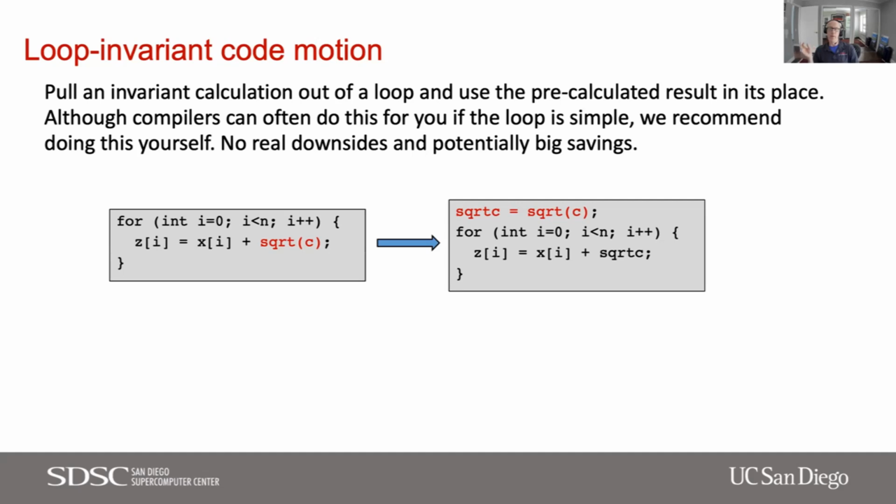So we can just pull that outside. I could create a new variable, square root c equals square root of c, and I could then use that in place of the square root function. Now, most compilers, for a piece of code this simple, are going to be able to recognize this, but I still recommend that you do it yourself because there is no downside, and you don't want to count on the compiler to fix your bad programming habits.